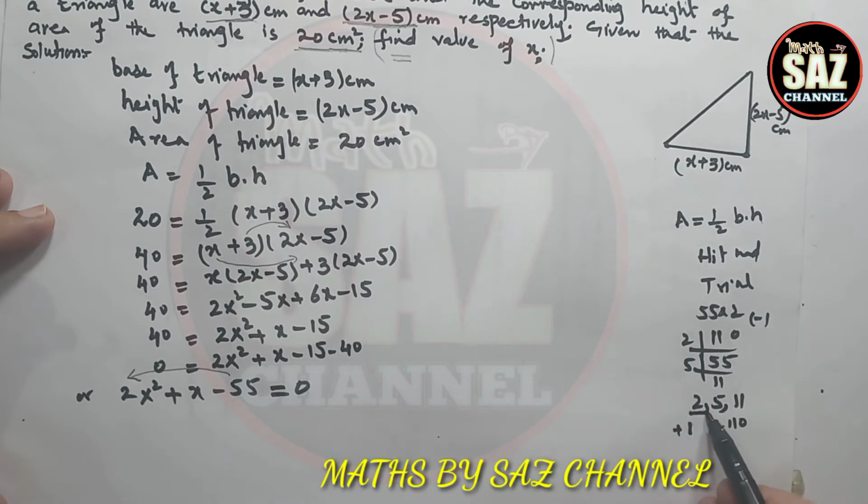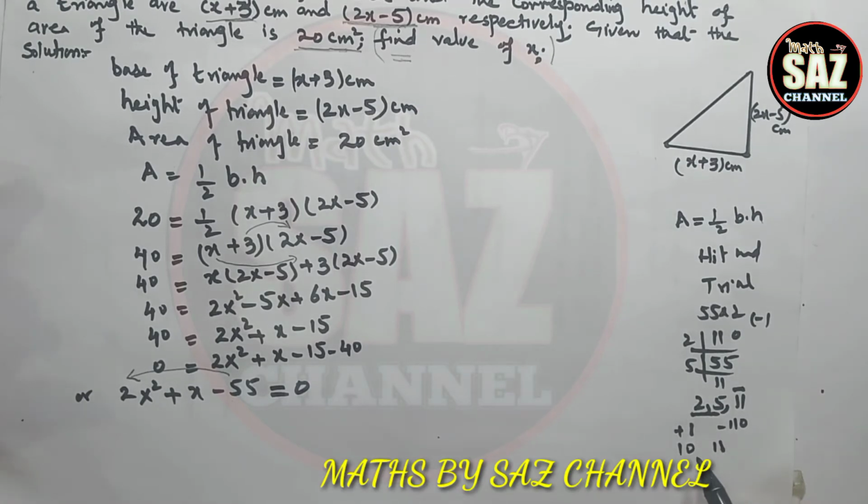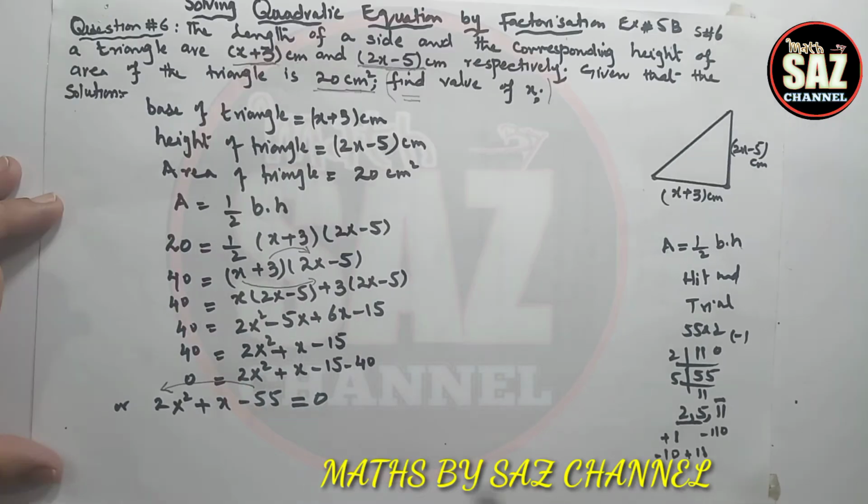So if I am taking these two numbers together and this 11 alone, I can get 10 and 11, which can be the suitable choice. 11 with positive sign and 10 with negative sign. Coming to the solution, I can have 2x square plus 11x minus 10x minus 55 equals to 0.